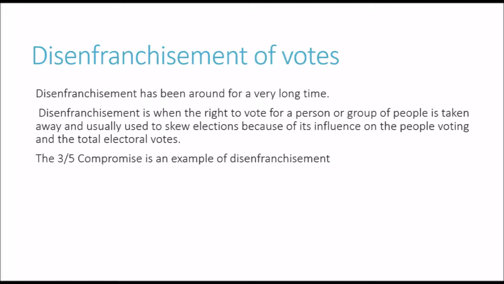An example of disenfranchisement is the 3/5 Compromise. The 3/5 Compromise allowed each slave to count as 3/5 of a person, which resulted in a higher population and more electoral votes for the state. The amount of voters stayed the same because the slaves were not allowed to vote. Disenfranchisement has also happened to women as well.